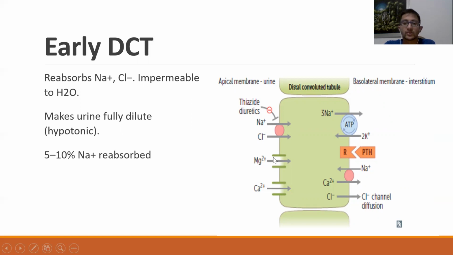You have some more magnesium and calcium that's reabsorbed over here. You want to keep track of this channel over here. The reason why sodium is reabsorbed so much is once again because of this ATPase pump creating a low concentration over here, which consistently creates a high concentration here and helps to reabsorb the sodium that's there.